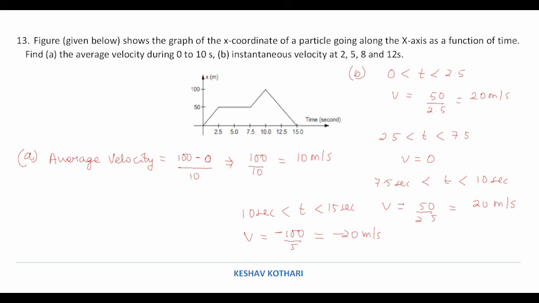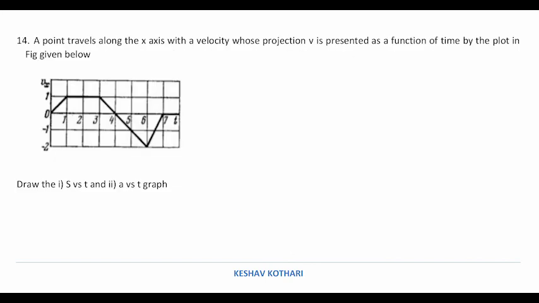So for this kind of question where the position time graph is given, we can calculate the average velocity and instantaneous velocities in this way. Let us move to the next question. A point travels along the x-axis with a velocity whose projection v is presented as a function of time by the plot in the figure given below. We have to draw the displacement versus time graph and acceleration versus time graph.